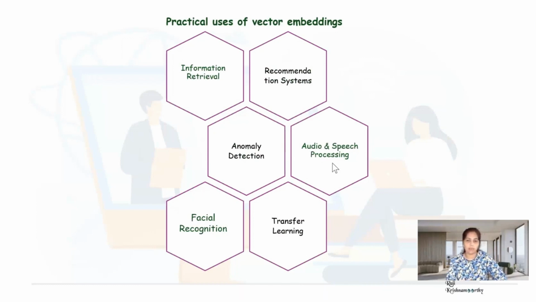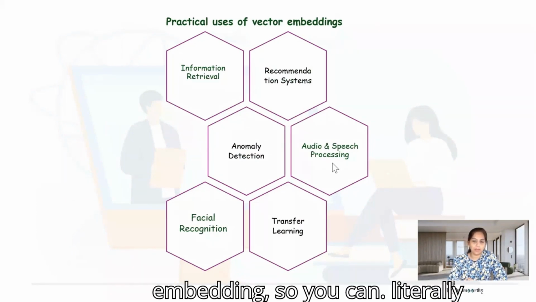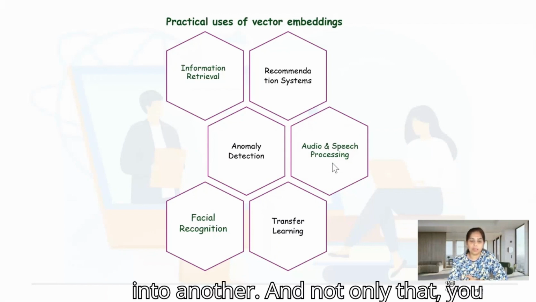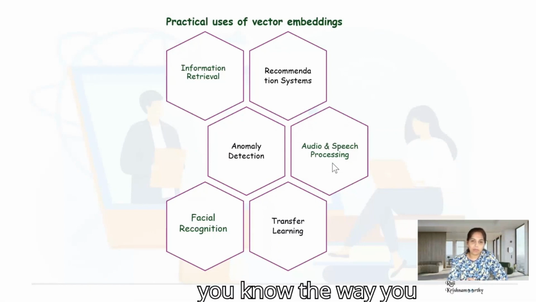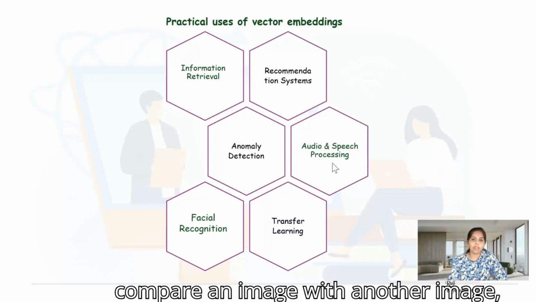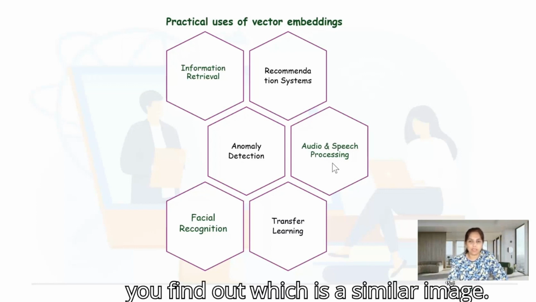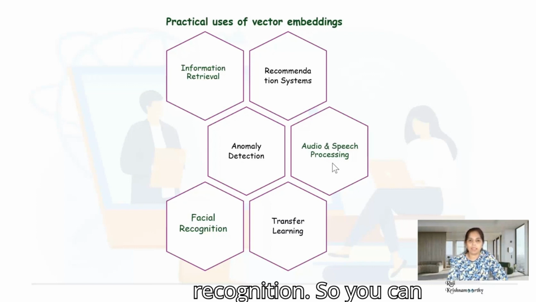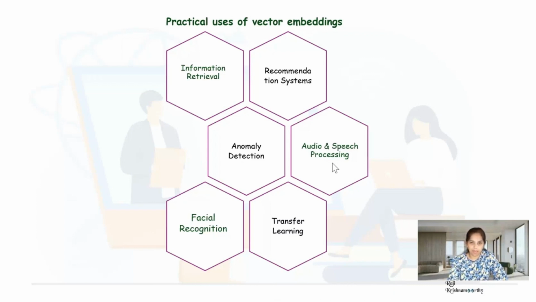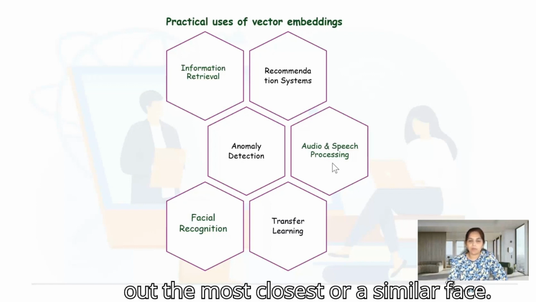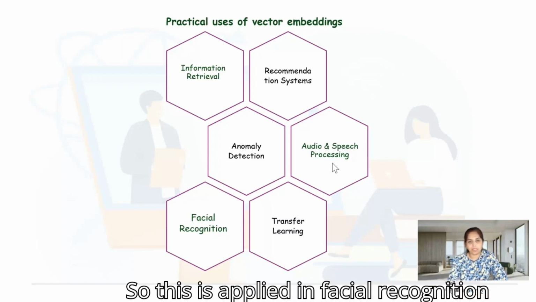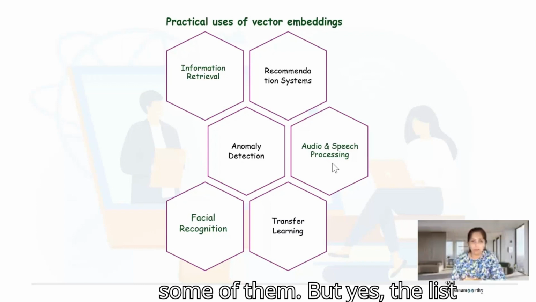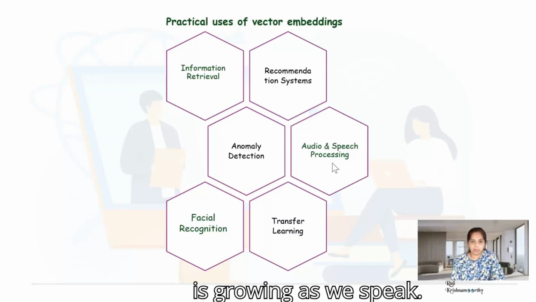Transfer learning is another interesting application of vector embedding. So you can literally transfer the learning from one system into another. And not only that, the way you compare an image with another image, you find out which is a similar image, you can also do the same for facial recognition. So you can vectorize the human face, and find out the closest or a similar face. So this is applied in facial recognition use cases. So these are just some of them, but yes, the list is growing as we speak.